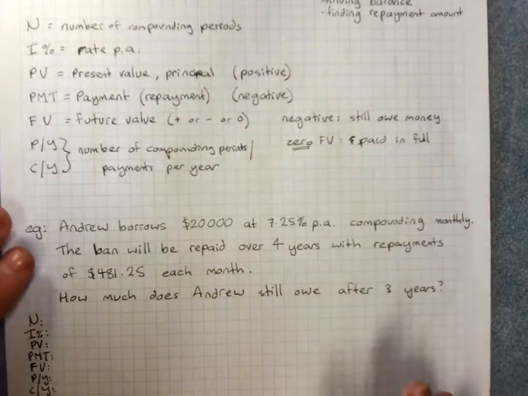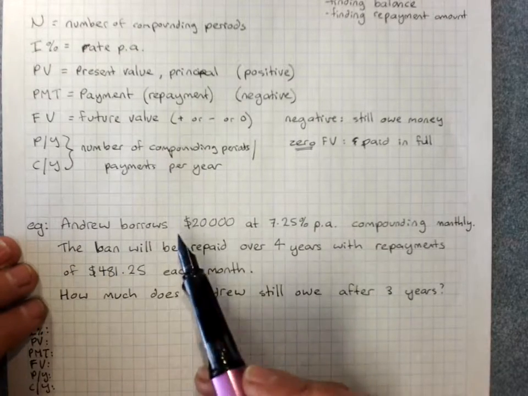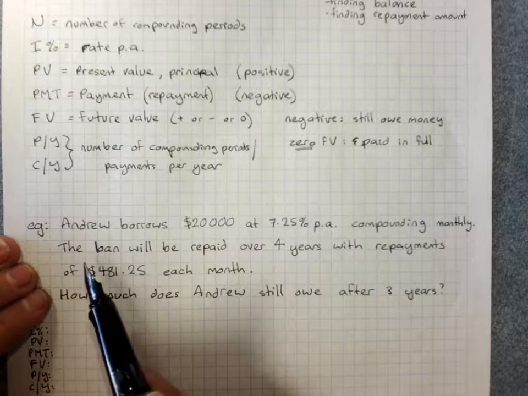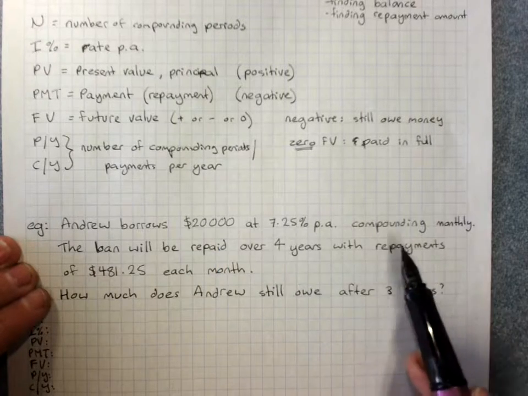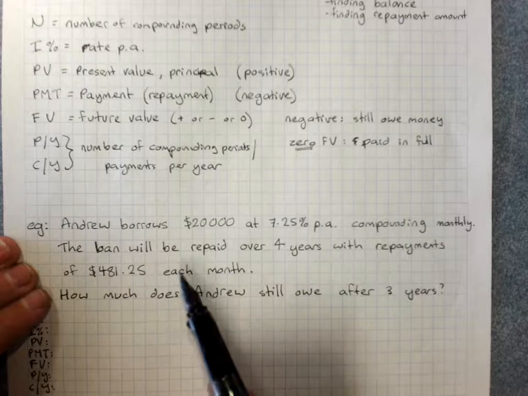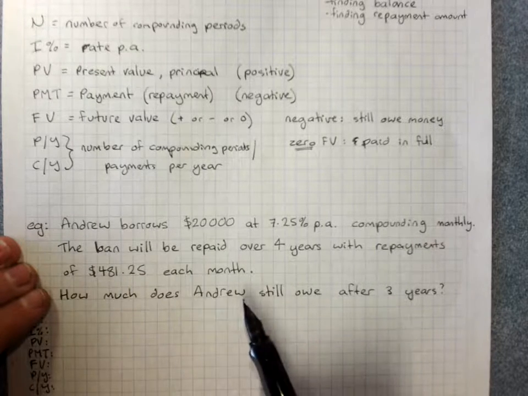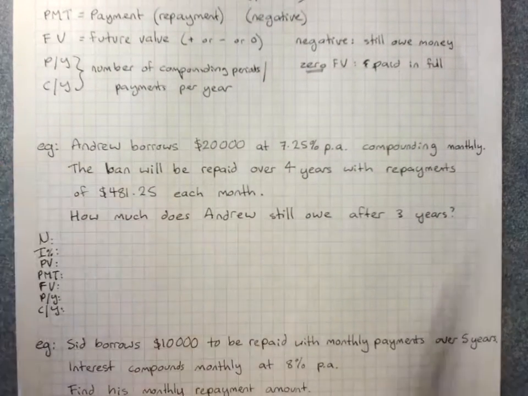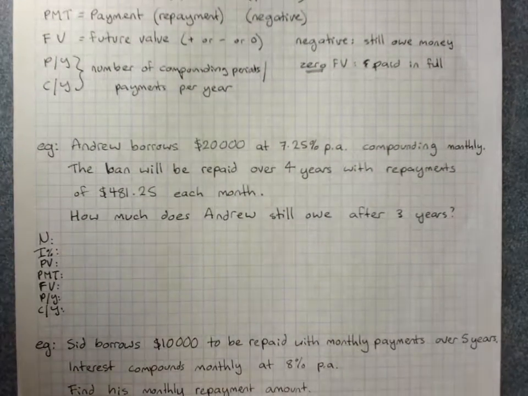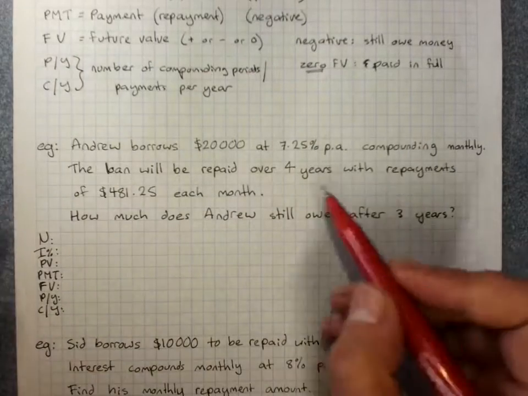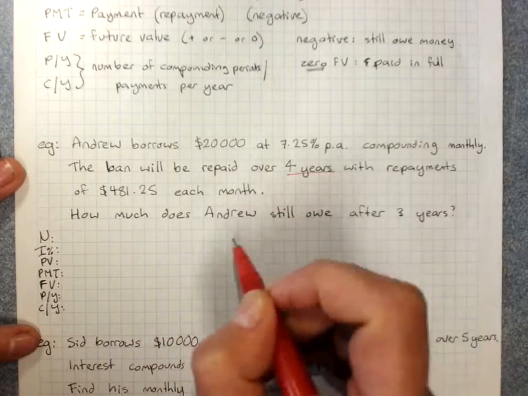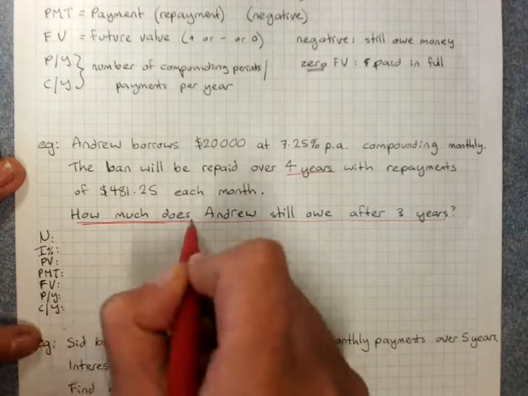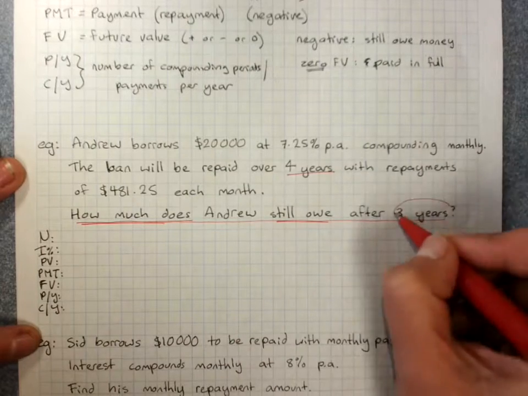So, using all this, Andrew borrows $20,000 at 7.25% per annum, compounding monthly. The loan will be repaid over 4 years with repayments of $481.25 each month. How much does Andrew still owe after 3 years? Now, we're starting out with a tricky question because there's 2 periods of the loan here. They've said 4 years, but the question wants to know, how much does Andrew still owe after 3 years?